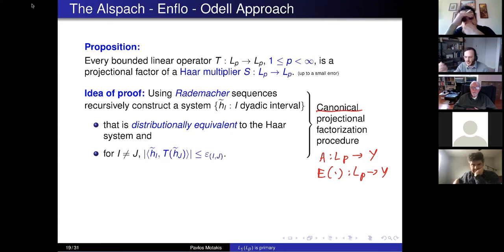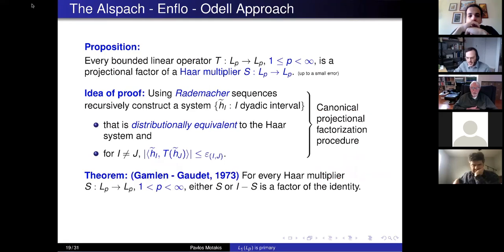And for the projectional factor, what you do is you take this T and you borrow its approximate eigenvalues in this new system with the H tildes, and you put them on an operator which is defined on the whole space L_p, and it is an actual Haar multiplier with those eigenvalues. And then, up to some small perturbation, you have that T is a projectional factor of that new operator.